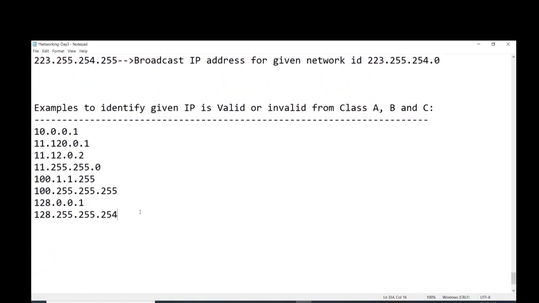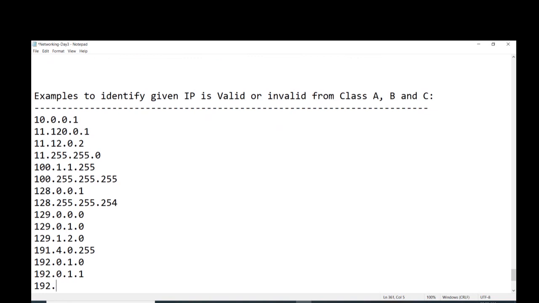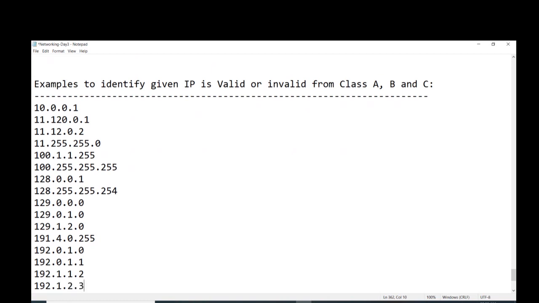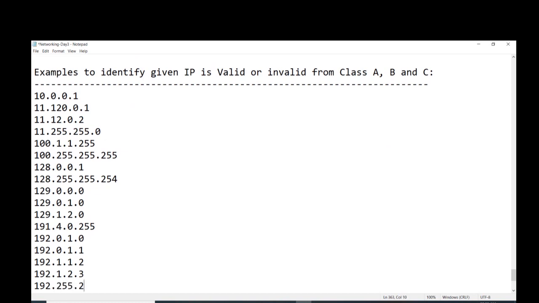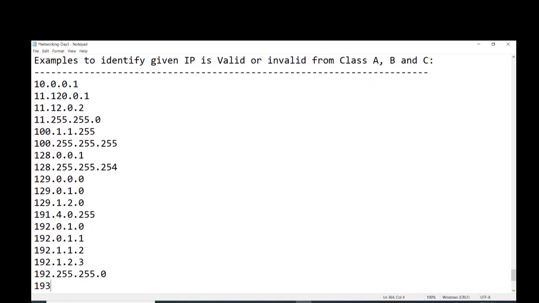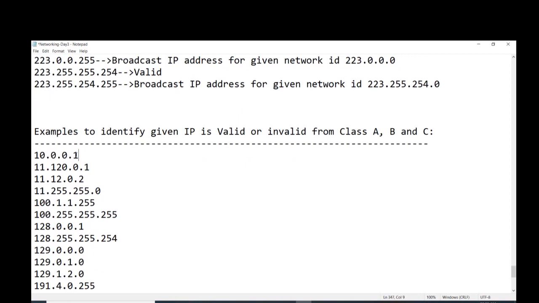129.0.0.0, 129.0.1.0, 129.1.2.0, 191.4.0.55, 192.0.1.0, 190.0.1.1, 192.0.1.1, 192.1.2.3, 192.255.255.0, 193.0.0.1. Okay, so now tell me, is it a valid IP address?